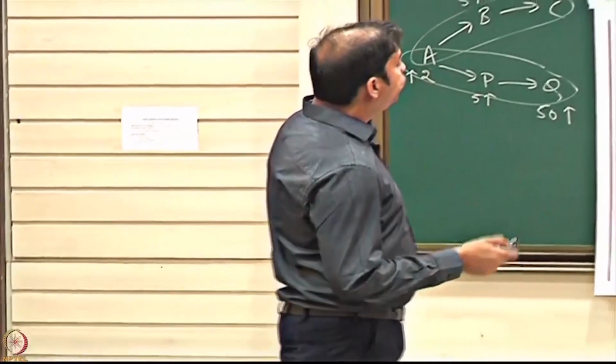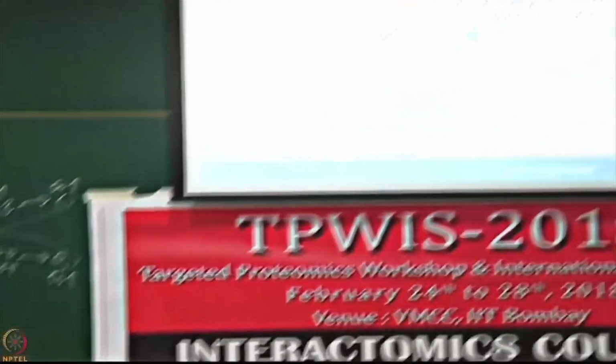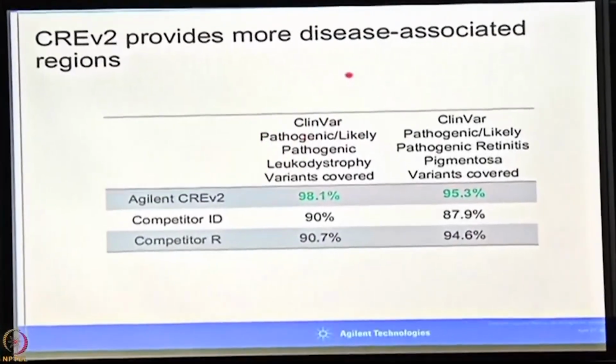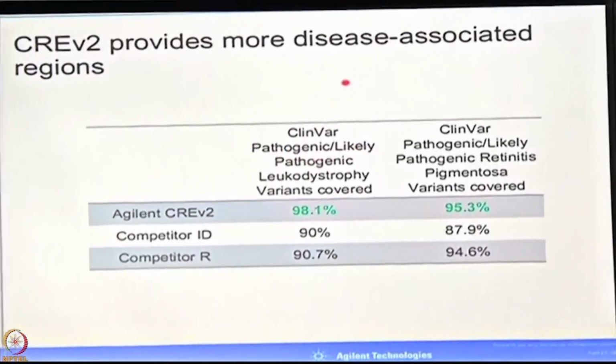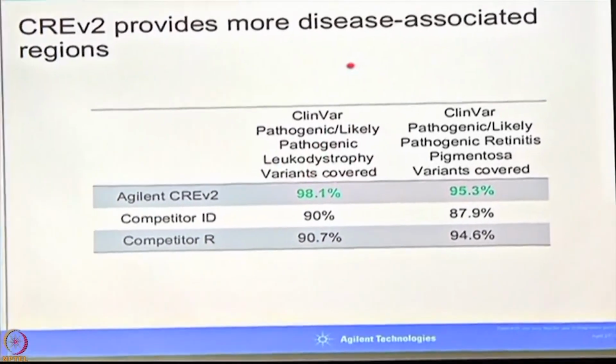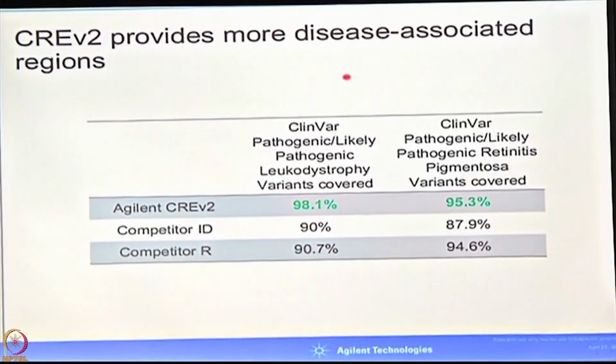So overall, in the clinical panel, we cover all the clinically relevant variants and pathogenic regions, and mostly like 98% of regions are covered. And others basically have low coverage.